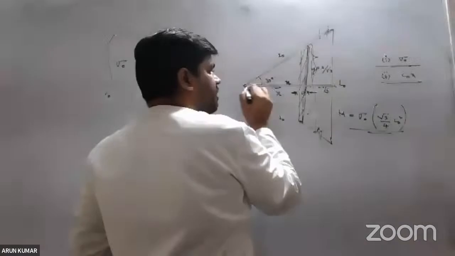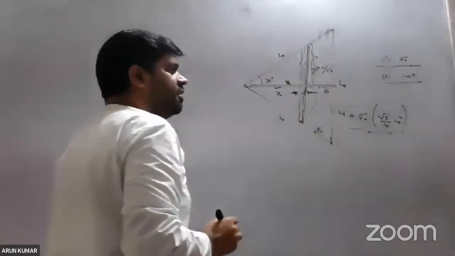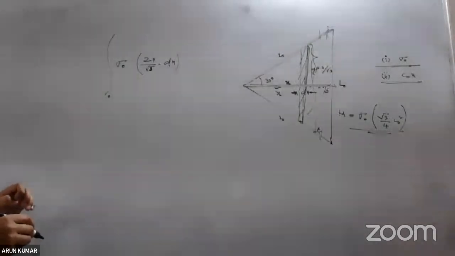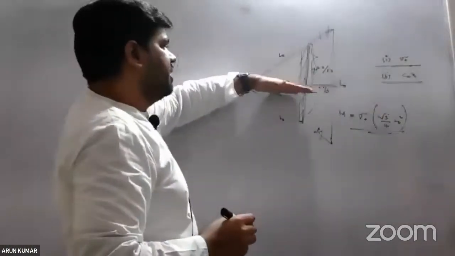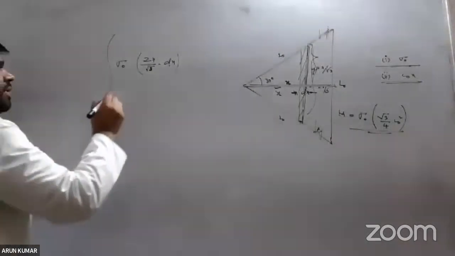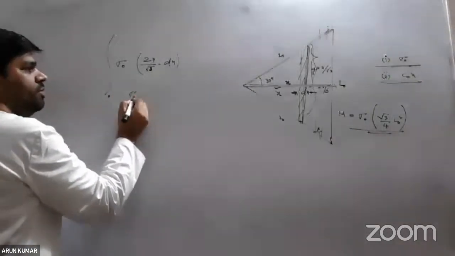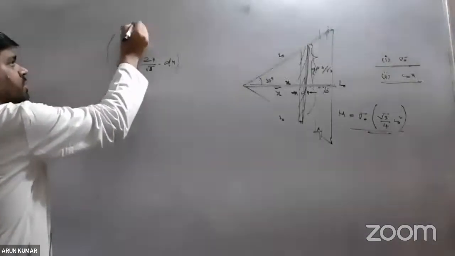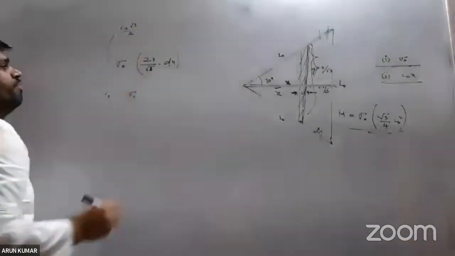What is this? The perpendicular height of the triangle. L naught cos 30, right? Yes, sir. Root 3 L naught by 2. Right. So sigma naught into the integral from 0 to L naught root 3 by 2.